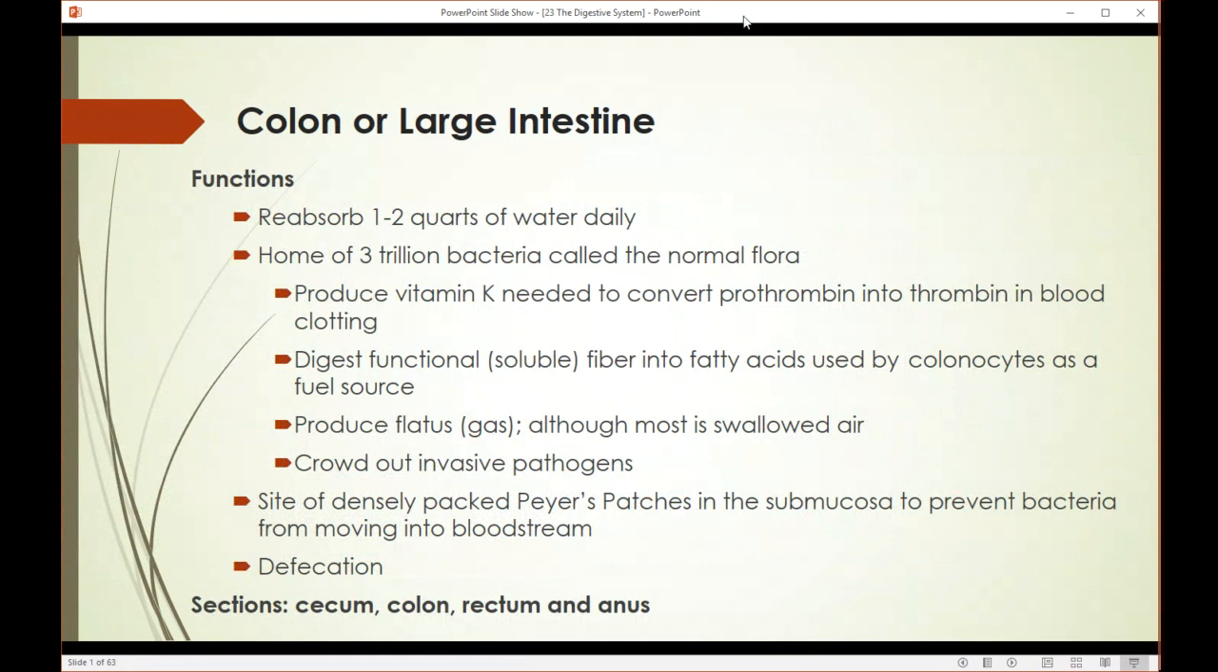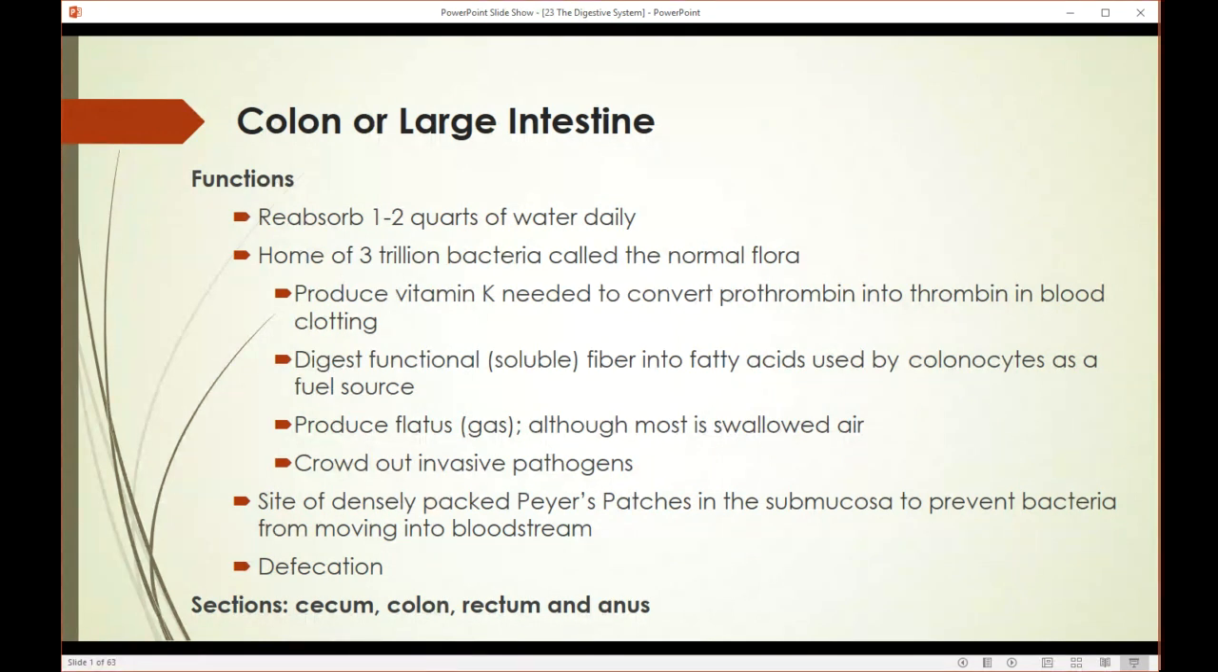Remember the colon is to reabsorb our 1 to 2 quarts of water daily. Okay? It's the home of 3 trillion bacteria, which is where we have our normal flora. Those normal flora help to produce vitamin K. Vitamin K is needed to convert prothrombin to thrombin in our blood clotting. It helps to digest our functional or soluble fiber into fatty acids.